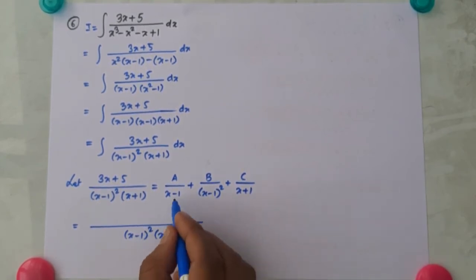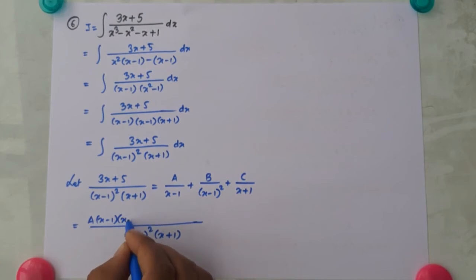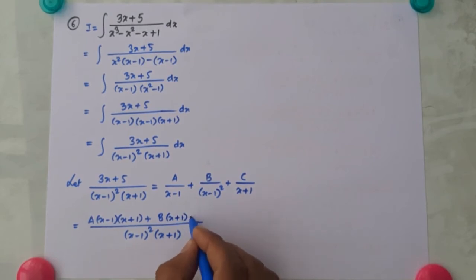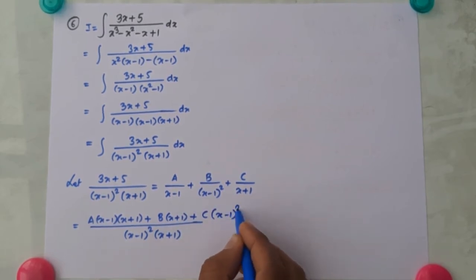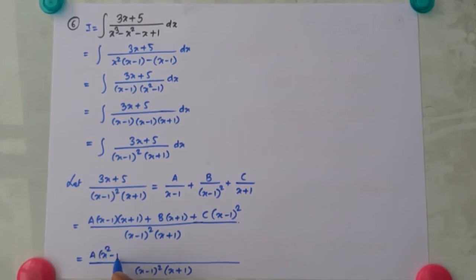Okay, so divide this LCM by x minus 1. How much do you get? You get a into x minus 1 into x plus 1. Yes, so we have got b into x plus 1, and you get c into x minus 1 whole square. Okay, let's open up the bracket. So you have x minus 1 whole square into x plus 1 in the denominator. So this becomes a into x square minus 1 plus, let me keep it as it is for now, and this becomes c into x square minus 2x plus 1.